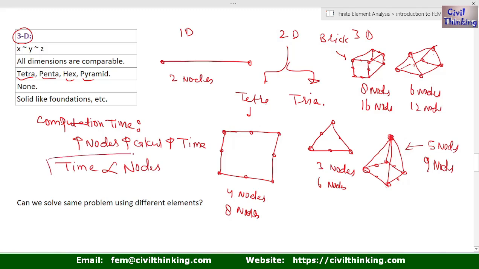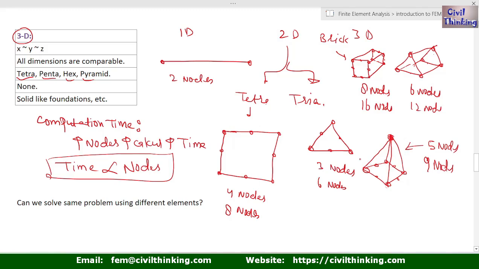So if you have less time in your project, you can use simple geometries, so that you have a smaller number of nodes and less computation time. Now when you have more time, or you need a more flexible or more detailed analysis, then you can use 3D elements. You can increase the mesh density, you can increase the number of nodes. The computation time will be high, but you will get more accuracy.